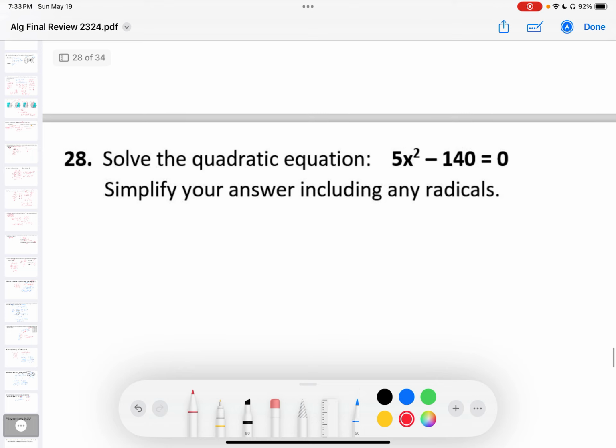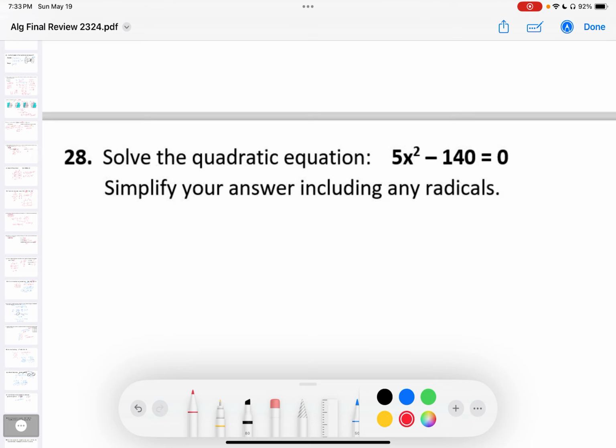Solve this quadratic. So we're going to do this. We're going to use our square root property here. But before I do that, I got to get the x squared by itself. So I'm going to add 140 to both sides.